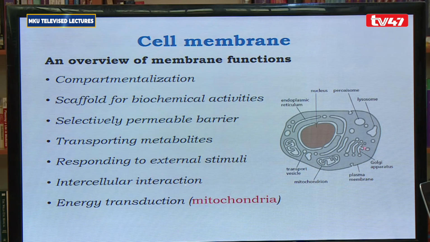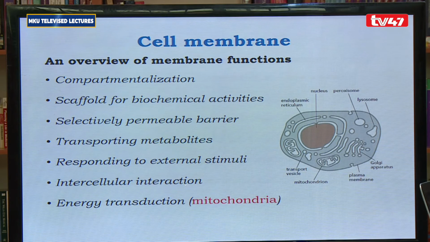You have the Golgi body there, where after substances have been made in the endoplasmic reticulum, they can be packaged in the Golgi body, and so on and so forth. So the membrane is this one on the outside, the plasma membrane. So what are some of the functions of the plasma membrane? We mentioned them earlier, we could repeat them.